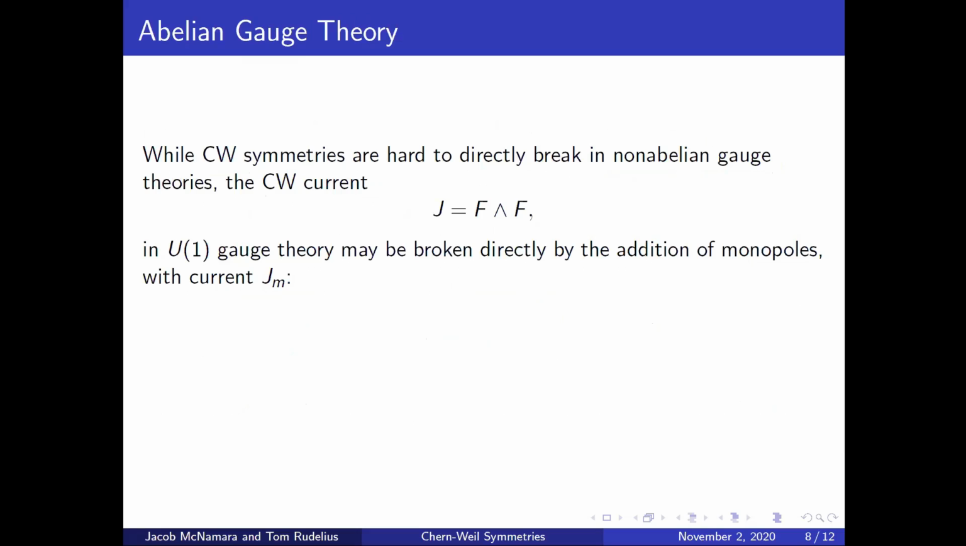In abelian gauge theories, we can just directly break the Chern-Weil current by adding magnetic monopoles, with the current J_m, a Dirac delta function localized source on the world volume. And we can compute, in this case, that dJ is going to be 2 times the monopole current, wedge F. And so it's not 0, it's just broken. This is very different from the non-abelian case we saw before.